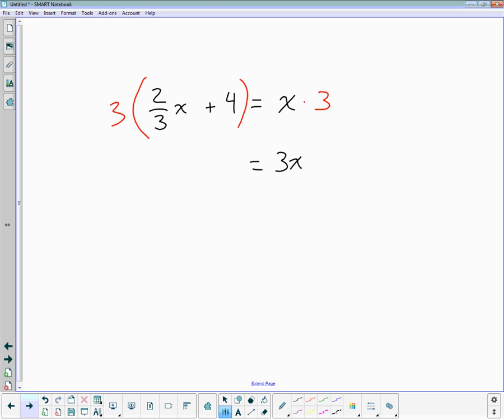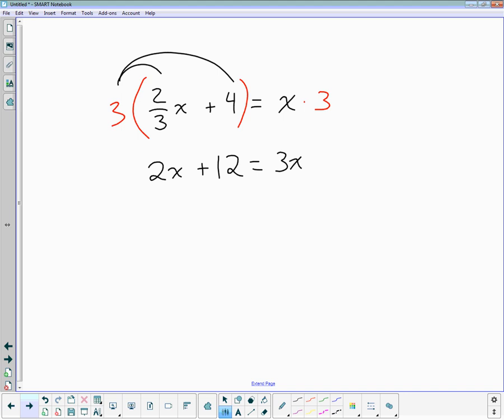Now, when you distribute that 3, you're going to cancel out that denominator. Does that make sense? Remember, 3 times 2 divided by 3, 6 divided by 3 is 2. And 3 times 4. And now it's distribute, move, combine, divide. The whole idea of multiplying by the denominator is to get rid of the denominator. And that's what happened.